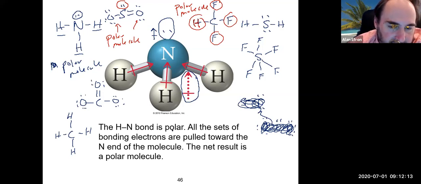We come over here, I see dots on my central atom. Everything on the outside is the same. That's my bent or V shape. This is going to be a polar molecule.